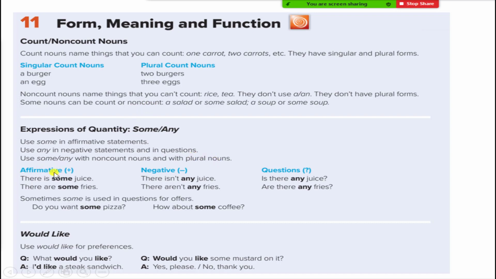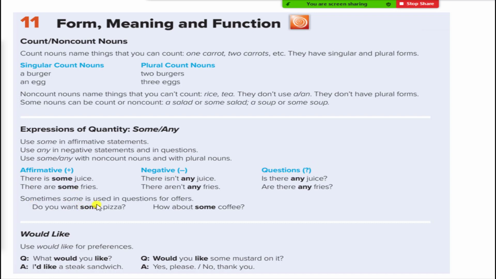Here, affirmative, مع الإثبات نقول there is some juice. There are some fries. In negative, there isn't any juice. There aren't any fries. يبقى any هنا جت مع النفي مع اللي لا يعد ومع الجمع. In questions, is there any juice? Are there any fries? يبقى في السؤال برضه بنستخدم any. يبقى any ما بتجيش إلا مع النفي والسؤال.